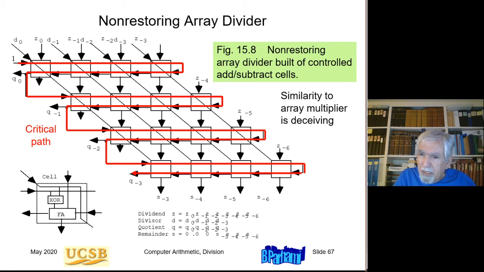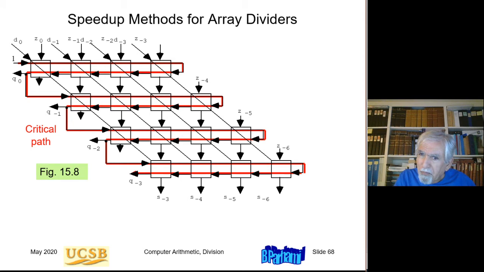Okay, and then once the first row has completed its job and the division has moved into the second row, the first row can start a new division operation. So if this is a k by k divider, you can have k divisions in progress at once using pipelining. Okay, we can have speed up methods, but they are usually not used in practice.